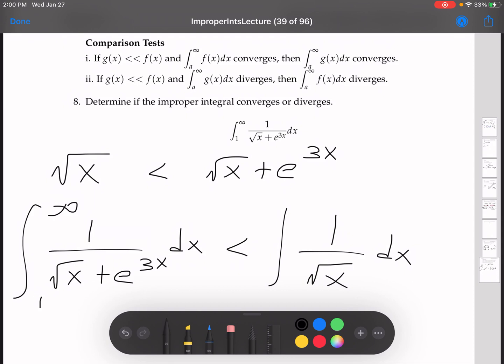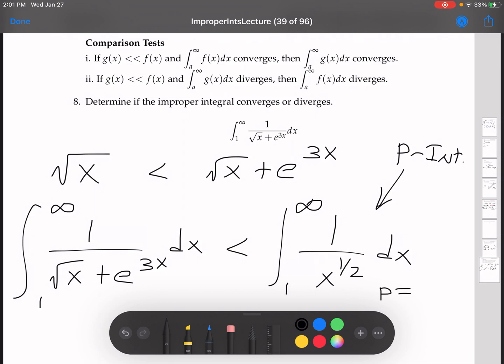From 1 to infinity, we see this is a p integral here, right? And square root of x is x to the 1/2. But there's a problem here, and this doesn't work, because p is equal to 1/2, which is less than or equal to 1. Remember, that diverges, right? So this thing diverges.